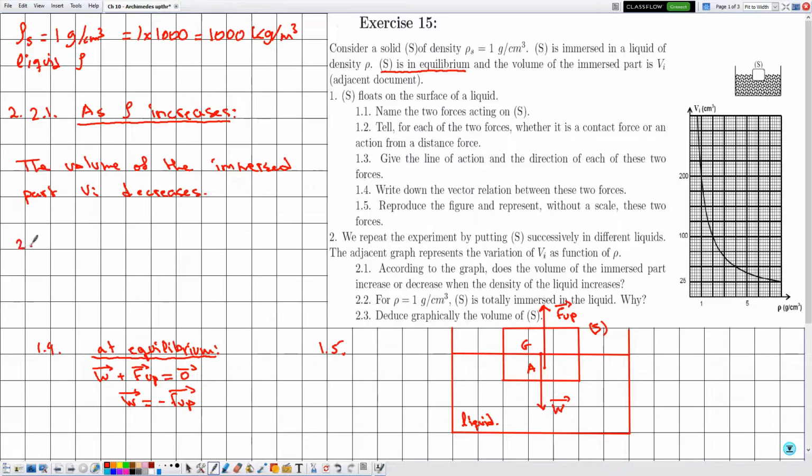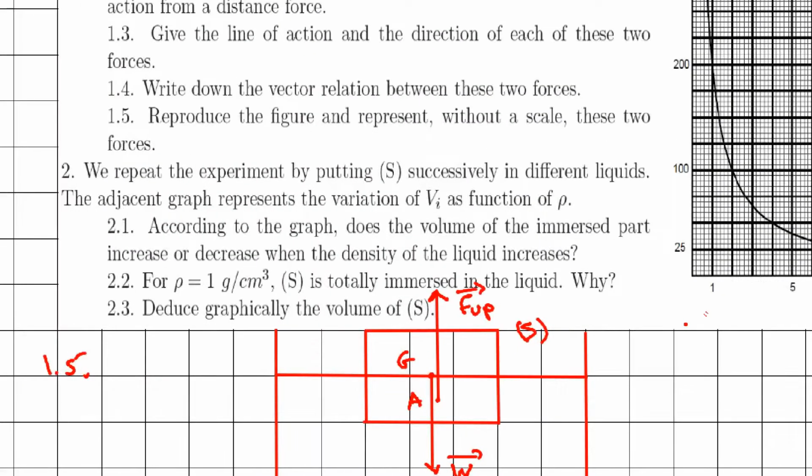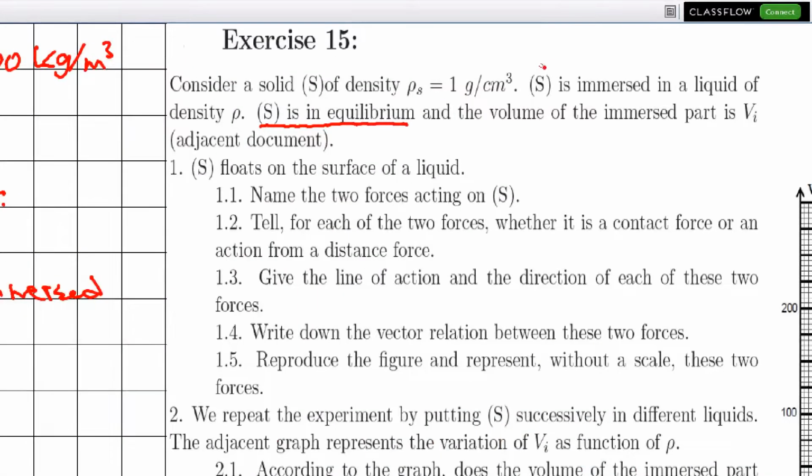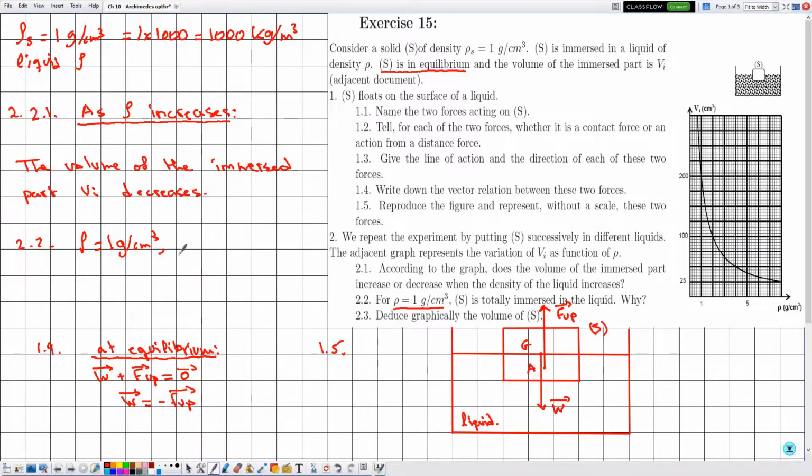Now in 2.2, for rho equal to 1 gram per centimeter cube, S is totally immersed in the liquid. Why? So here, for rho equal to 1 gram per centimeter cube, recall that rho represents the density of the liquid. So why is S totally immersed in the liquid in this case? Knowing that rho is equal to 1 gram per centimeter cube, and the density of the solid is also 1 gram per centimeter cube.